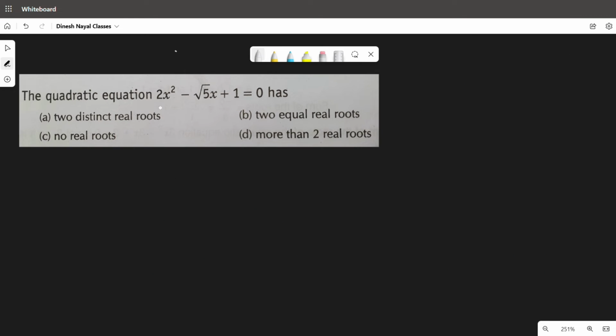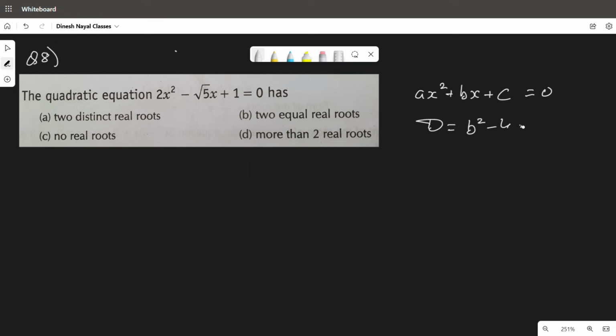Now coming on to the next question, which is question number 8. The question says that the quadratic equation 2x square minus root 5 x plus 1 has. These are the options: 2 distinct real roots, 2 equal real roots, no real roots, more than 2 real roots. First of all, we should understand, if a quadratic equation ax square plus bx plus c is given, we have to find the discriminant. The discriminant is given as b square minus 4ac.